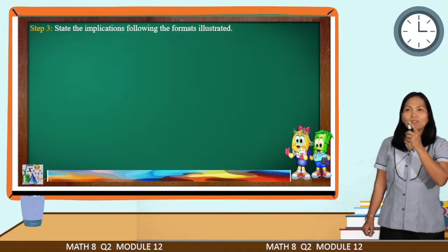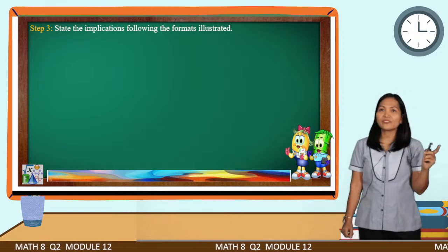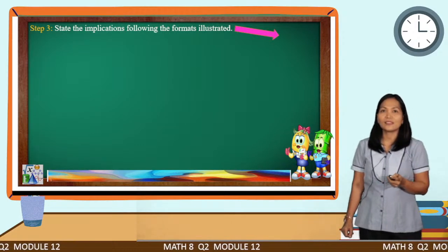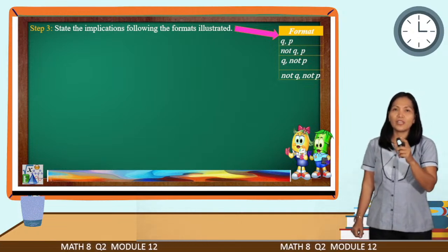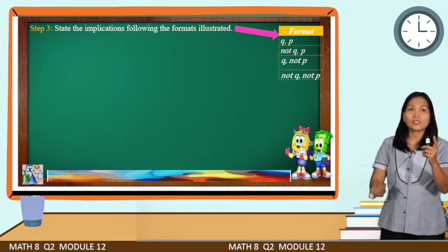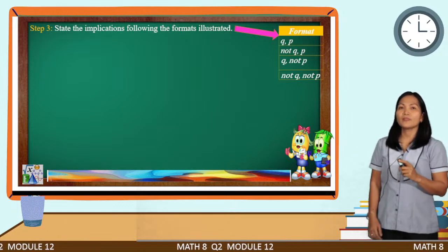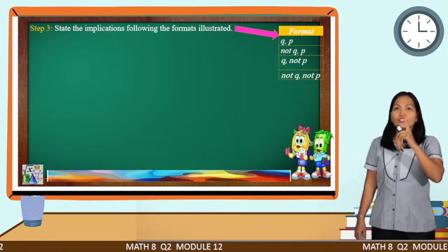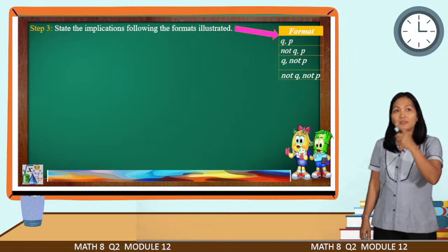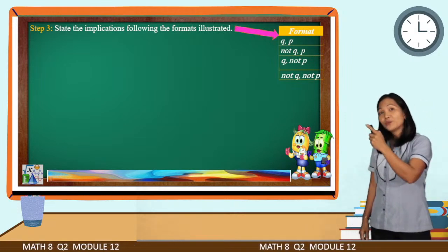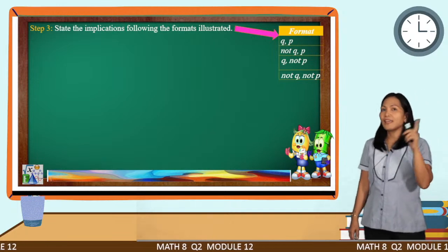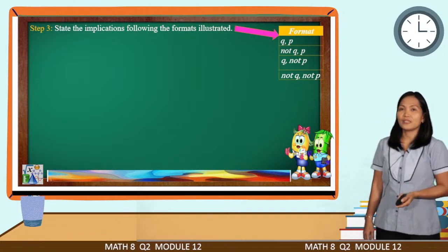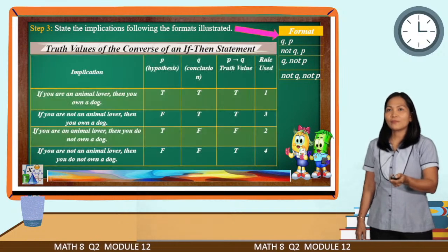Okay, so let's have step 3. State the implications following the formats illustrated. So again, let us be guided by that format. If Q, then P, because they are interchanged. For the second, if not Q, then P. For the third implication, if Q, then not P. For the fourth one, if not Q, then not P. Alright, let's have the following table.